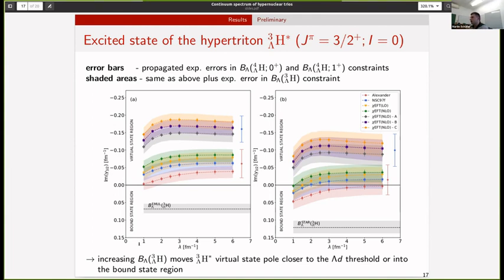So here we see the momentum of the lambda deuteron system with spin 1/2 as a function of cutoff, where this momentum is purely imaginary and positive for the bound state and negative for the virtual state. Here I also plot the binding momentum, which corresponds to the emulsion lambda separation energy of the Hypertriton ground state or star.